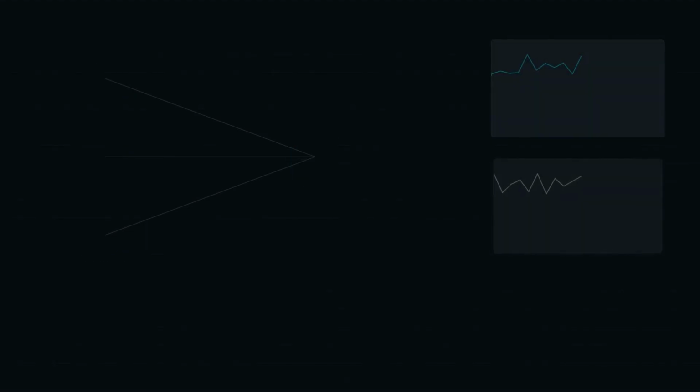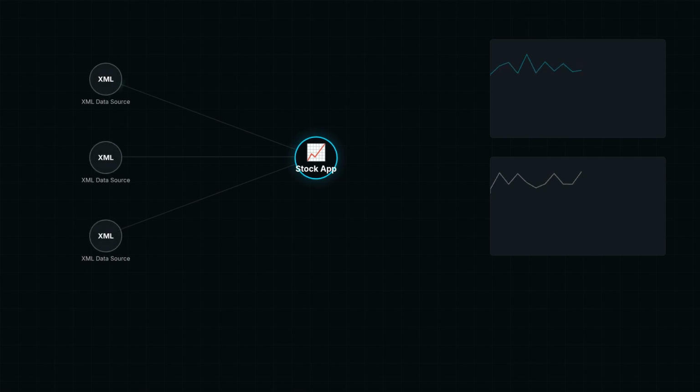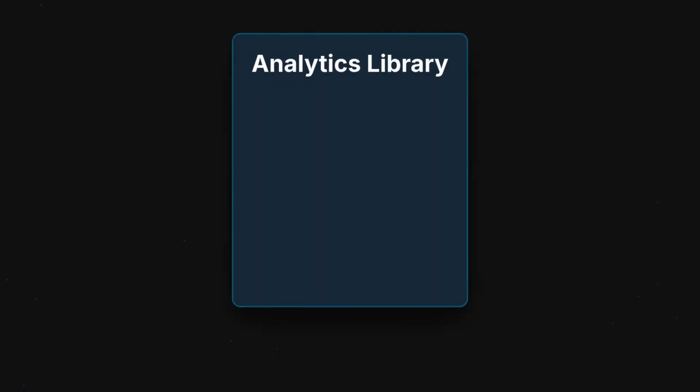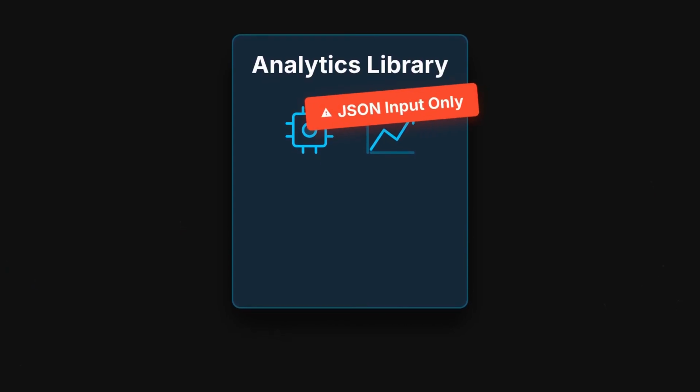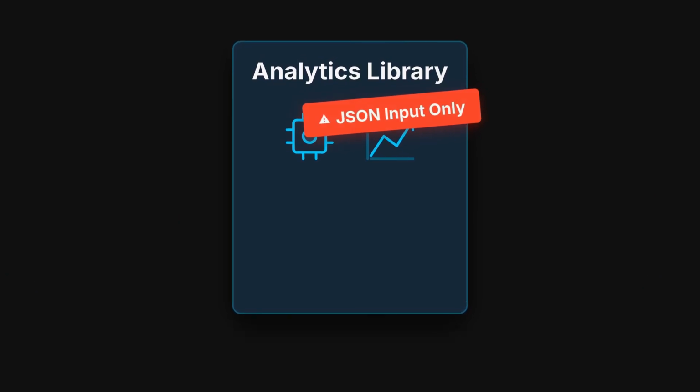This physical problem is incredibly common in software development. Let's look at a real-world scenario. You're building a stock market monitoring app that pulls real-time data from several providers in XML format. You decide to integrate a top-tier third-party analytics library to provide your users with buy and sell signals. But there's a major technical hurdle. This library only accepts data in JSON format.